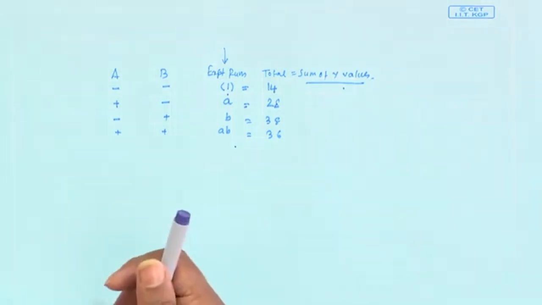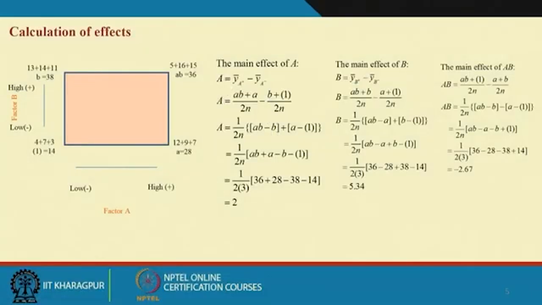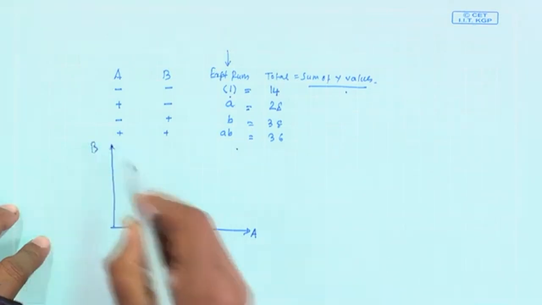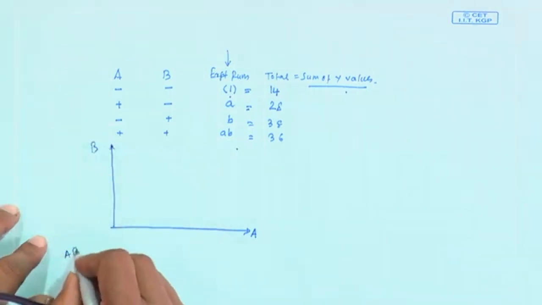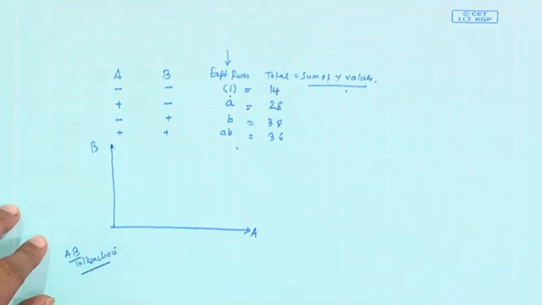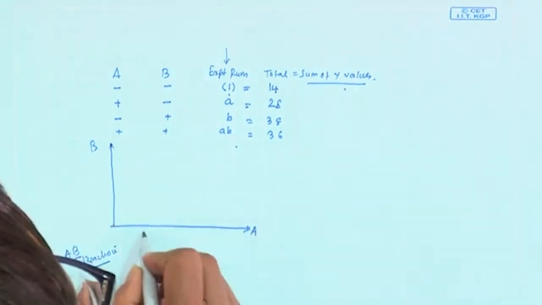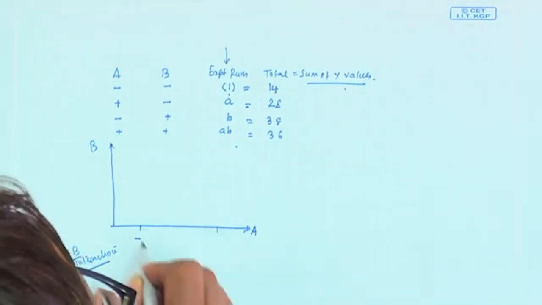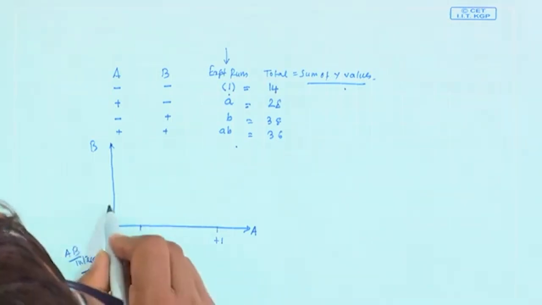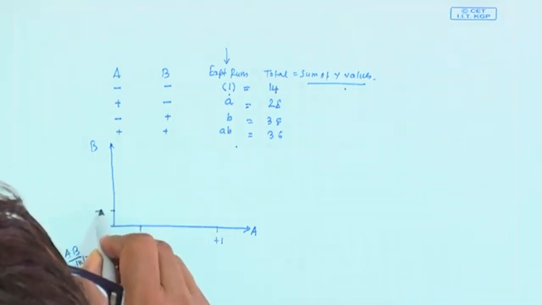So, then we want to estimate the effects. What are those effects? What is the A effect? What is the B effect? And what is the interaction effect, the AB interaction effect? So, A is changing from minus to plus, or minus 1 to plus 1. B from minus 1 to plus 1.